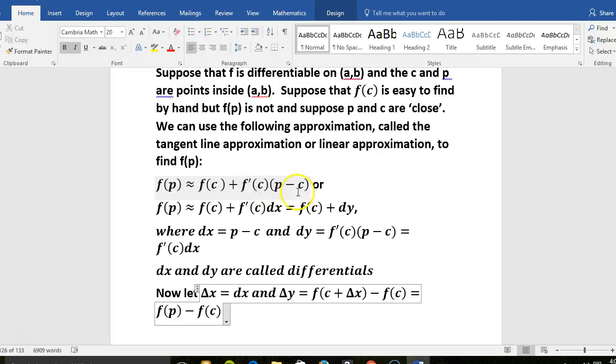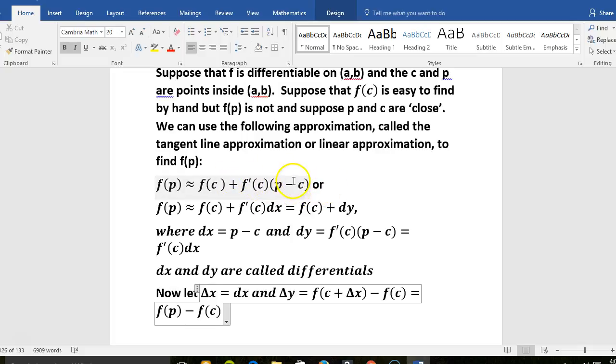Now, this is our delta y. That's our differential with y. And it's approximately, but not exactly, equal to this. This is our dy. Excuse me. This is dy, this guy right here. That's dy, not delta y. Now, delta y, on the other hand, is the exact value of f of p minus f of c, whereas dy is this guy right here. So if I got tongue-tied earlier, dy is this guy right here, f prime of c times p minus c.